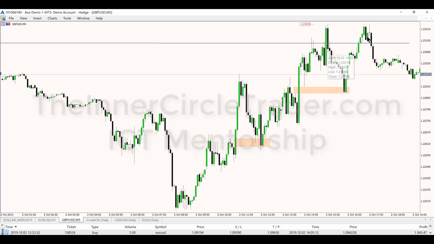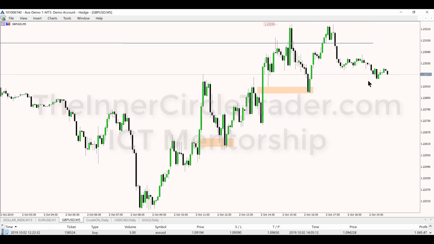123.23 and 7 pipettes. The high here, 123.23 and 4 pipettes. So we were just shy of running. Yep, we were just shy by 3 pipettes to get back to this old high. Now they left equal highs in here, which is interesting. And we're going to see if it has the ability to run higher with a weaker dollar.